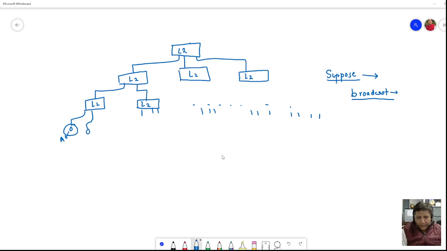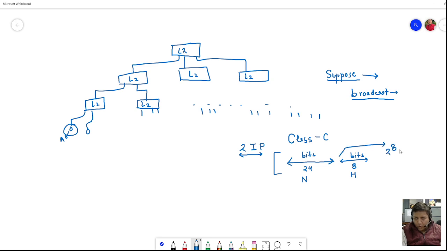Now I haven't told you one thing, that in every IP address there are 2 special IP addresses, and those IP addresses are reserved in every network. Suppose there is a class C IP address, so you know that in class C IP address there are 24 bits network part, and then 8 bits host part. So any class C network can have 2 to the power 8 host addresses, means 256.